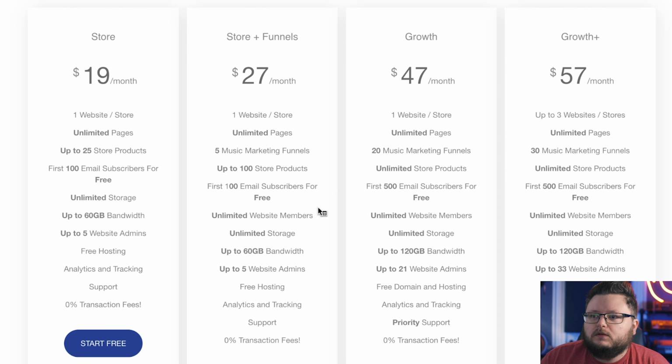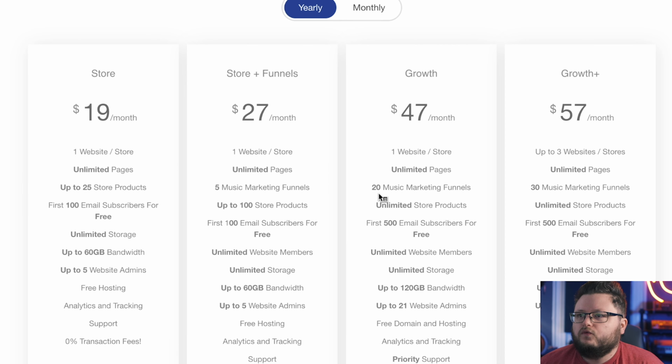Now, with all of these plans, you can sell membership platforms. So you can sell a subscription product and have members on your website, which is cool. I just wanted to say that's what website members is. You could have unlimited people in a course or a Patreon membership.